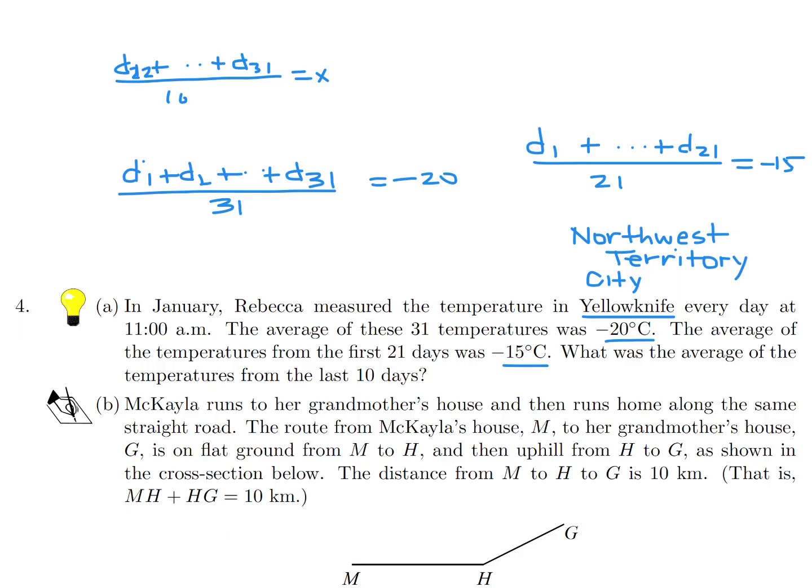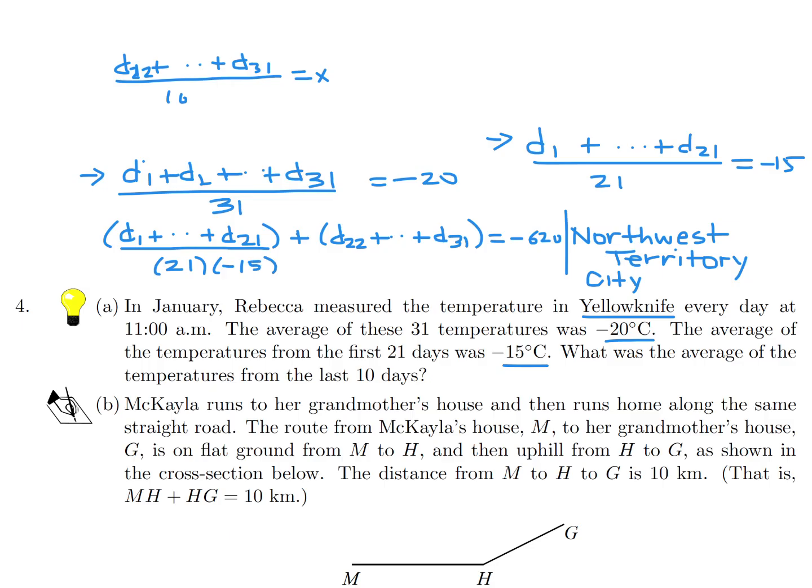Okay. All right. So what we're going to do is we're going to use this formula here, break this up. Day 1 all the way till day 21, and then day 22 all the way till day 31. And then we'll just cross multiply. So 31 times minus 20, which is minus 620. And then this guy here, we just cross multiply. It's 21 times minus 15.